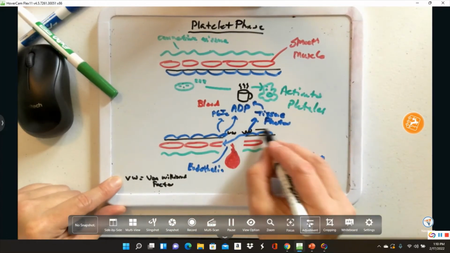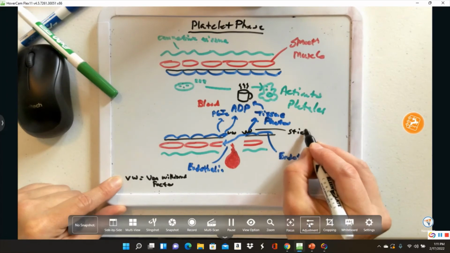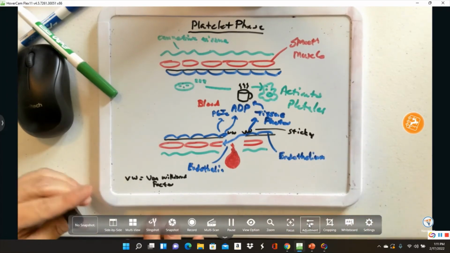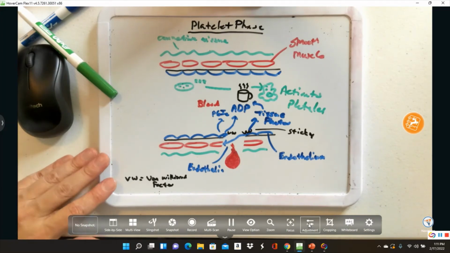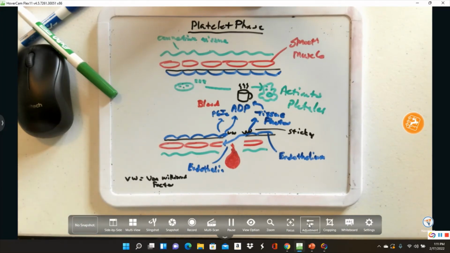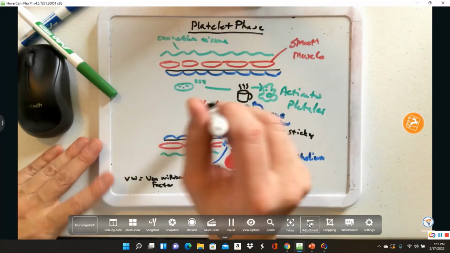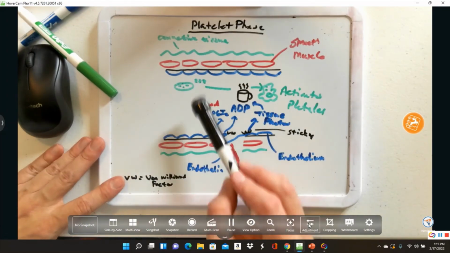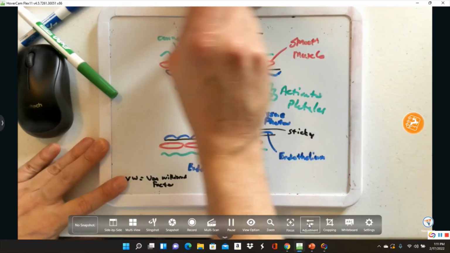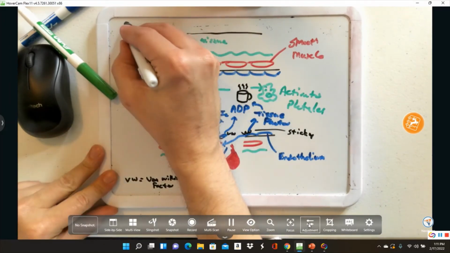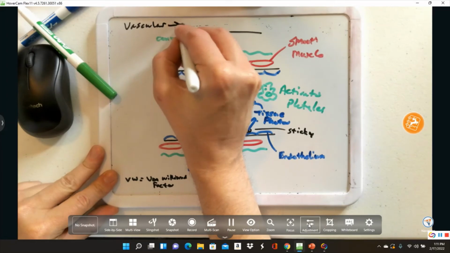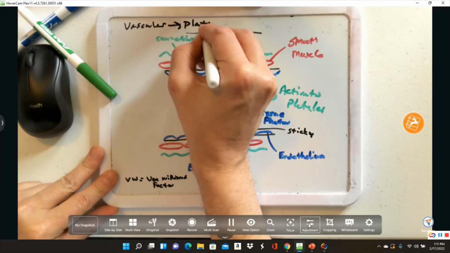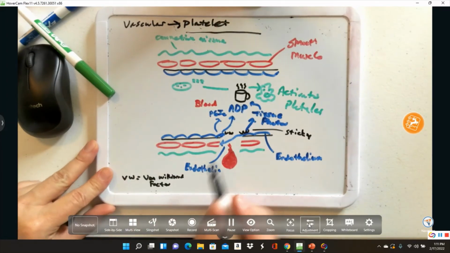That makes it sticky. Okay. Now, how does all this stickiness help? Well, let's see what this stickiness is going to do. Okay. The platelet phase gets set up by the vascular phase. The vascular phase does all this and sets the stage for the platelet phase. So the vascular phase will give rise to the platelet phase by doing this.